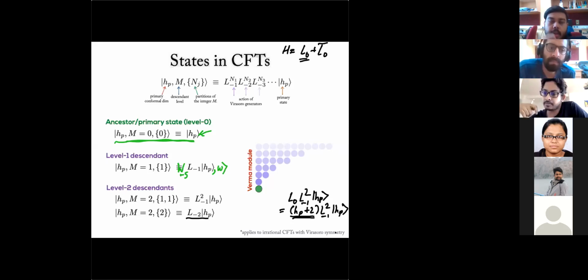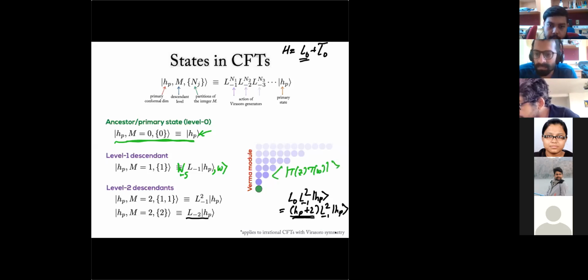Yeah. For instance, you can look at the 2-point function of the stress tensor in this state and in this state. The answer to this is actually going to be different.